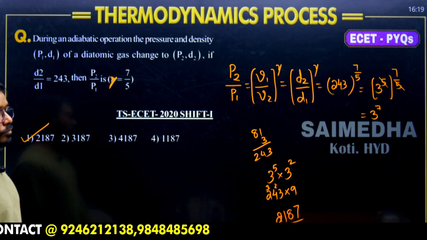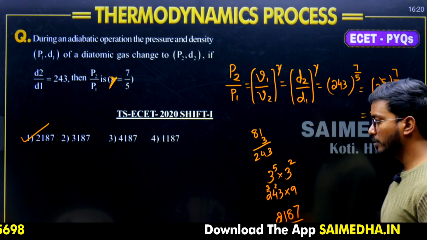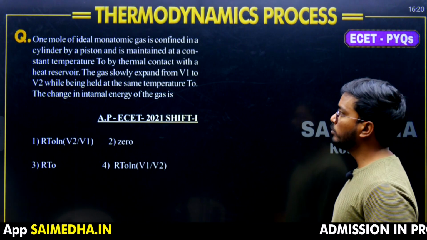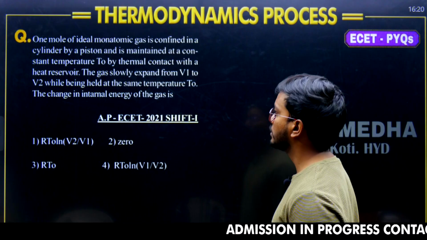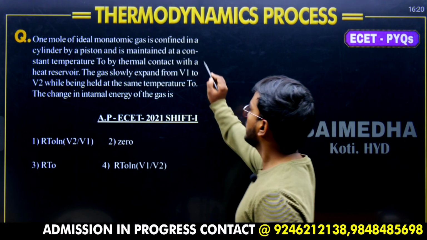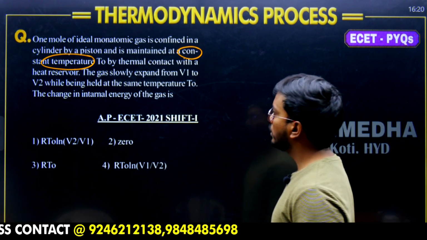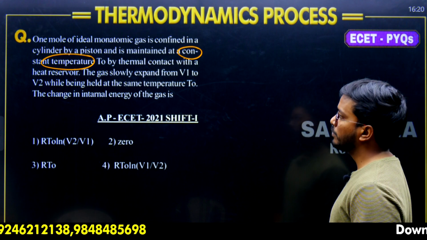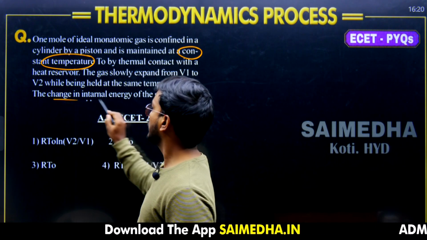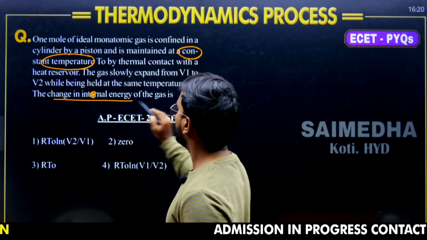Go through it, try and understand the question. Okay, let's move on to the next question, question number 2. 1 mole of ideal monatomic gas is confined by a cylinder with a piston and is maintained at a constant temperature by thermal contact with a heat reservoir. The gas slowly expands from V1 to V2. What is the change in internal energy? Change in the internal energy means dU.